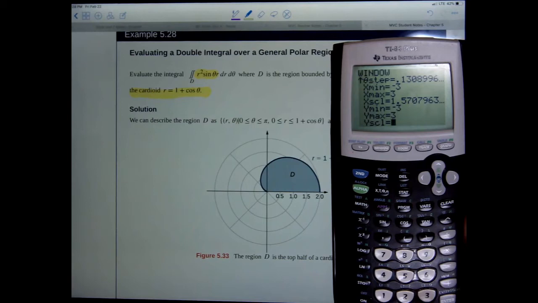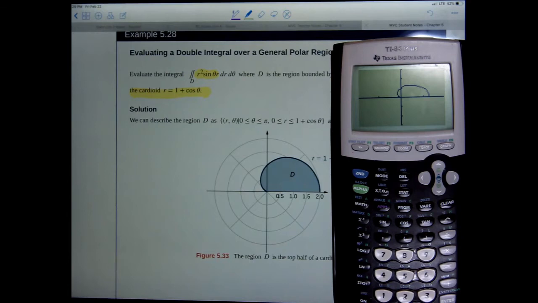Graph away. There it is. Why'd you pick your Y scale to do that? Because it's a circle and it's symmetric. This goes out to 2, that goes out to 2. So if I'm going to make my scale go to 3 this way, I want it to go to 3 that way.